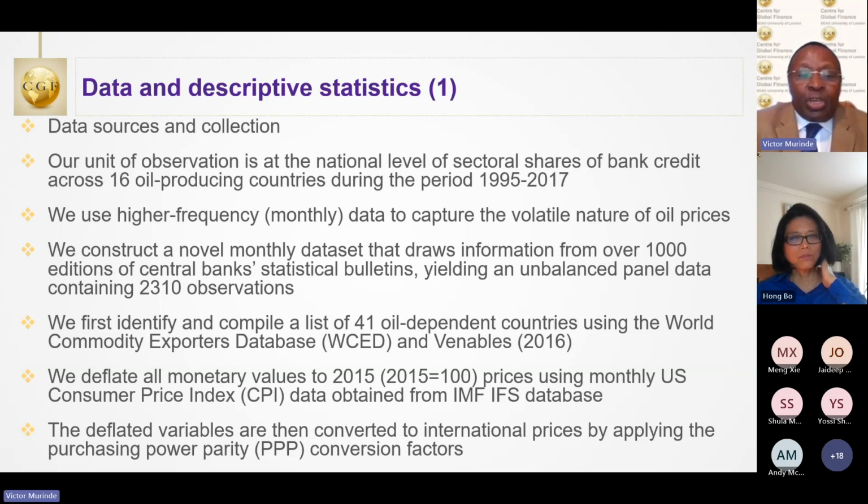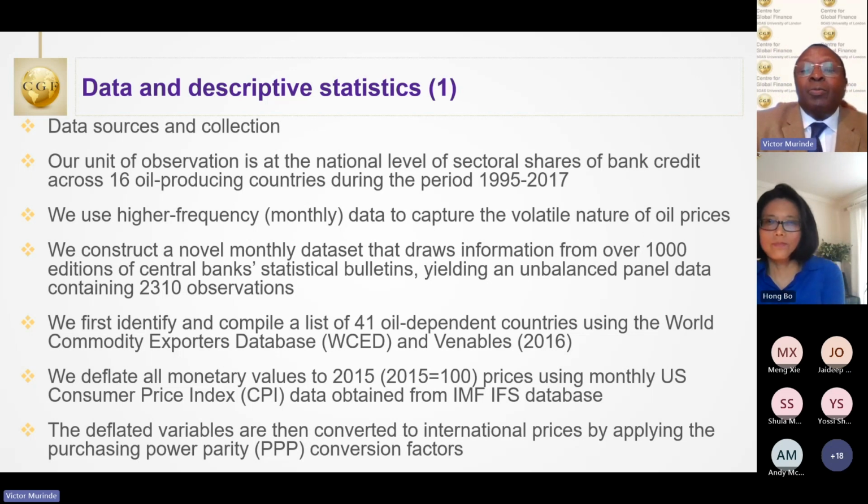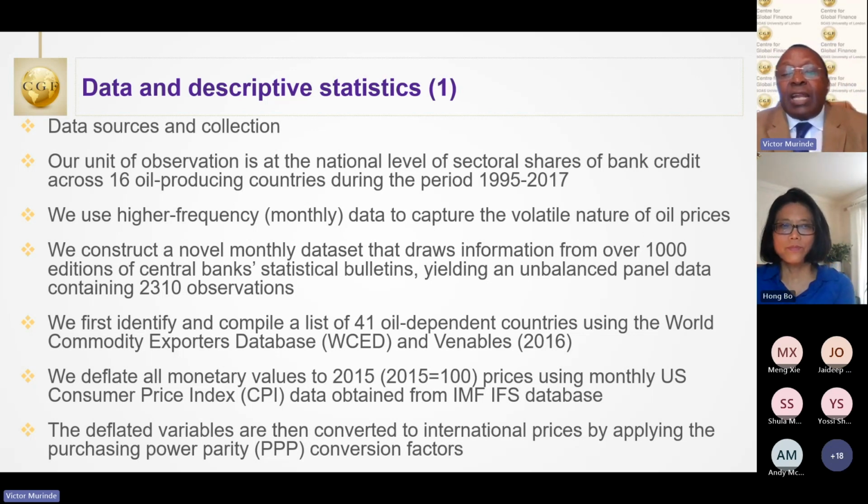And so we construct a novel monthly data set that draws information from over 1,000 editions of central bank statistical bulletins. And from this, we are able to generate the sample that yields an unbalanced panel data containing 2,310 observations. Of course, we first go wide.